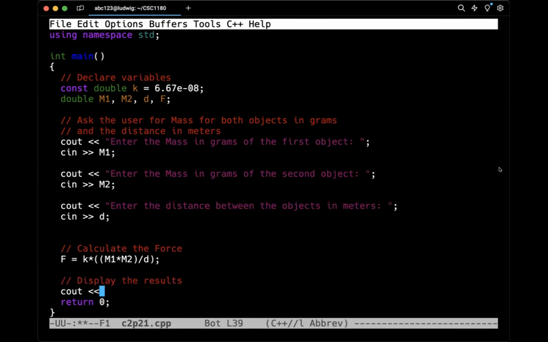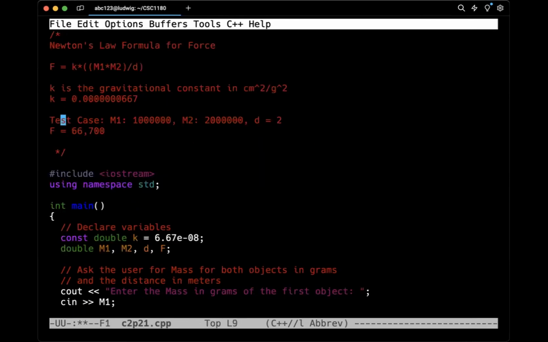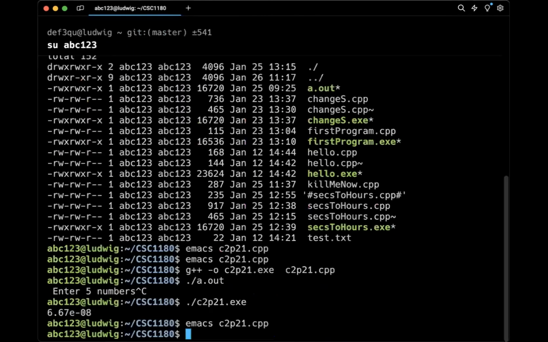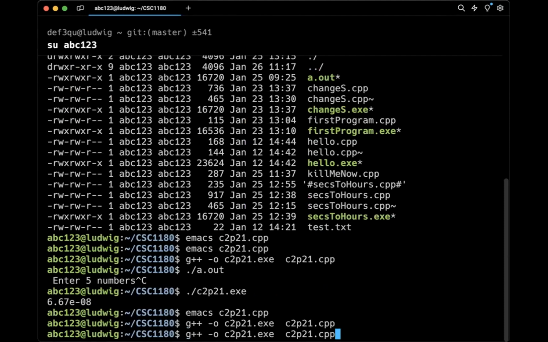And then we can see out gravitational force is... okay. Let's see if we get correct answers here. And you need pretty big numbers or the force is pretty small. So I think I put 1 million, 2 million, and then let's see what that comes up with. Okay. First, we'll see if it compiles. So I've got a G++. Yeah. It compiles.